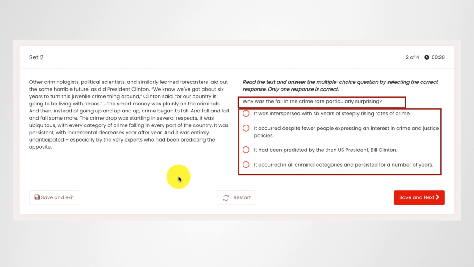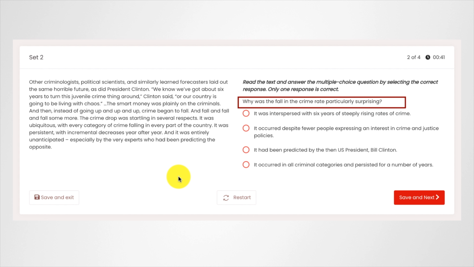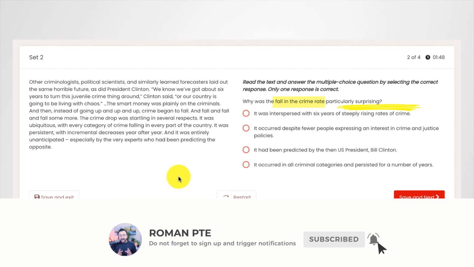First, read the question. Here, the question says, why was the fall in the crime rate particularly surprising? Once you complete reading the question, think about two things. What is the topic of this question, and what is the focus of this question? After reading the question, perhaps you can see that the passage is most likely about the fall in the crime rate. And the question is why it is surprising. So I need to find out why the drop in the crime rate is surprising. So how do I do that?